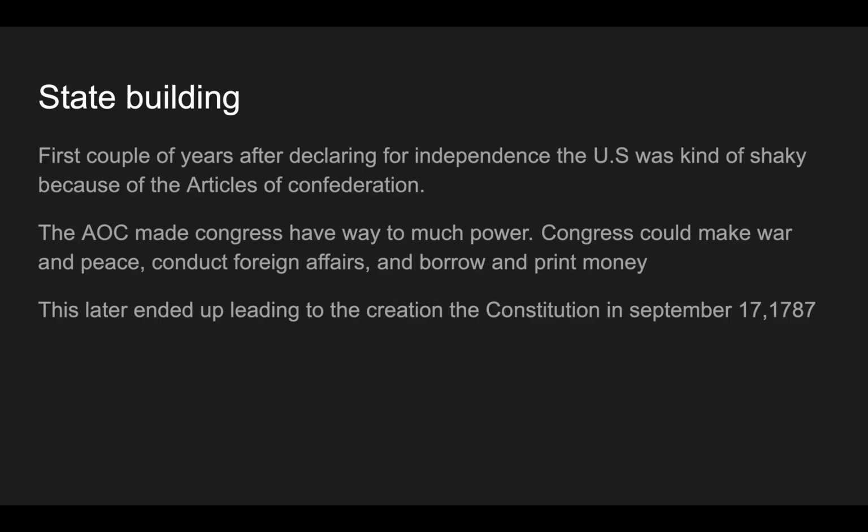After the first couple of years of declaring independence, the U.S. was kind of shaky because we relied everything on the Articles of Confederation. The Articles of Confederation wasn't the best document, but it also wasn't the worst. But it also gave Congress way too much power. Congress could literally make wars and peace, conduct foreign affairs, and borrow and print money. That's a lot of power in today's terms. This later led to the creation of the Constitution on September 17th, 1787.